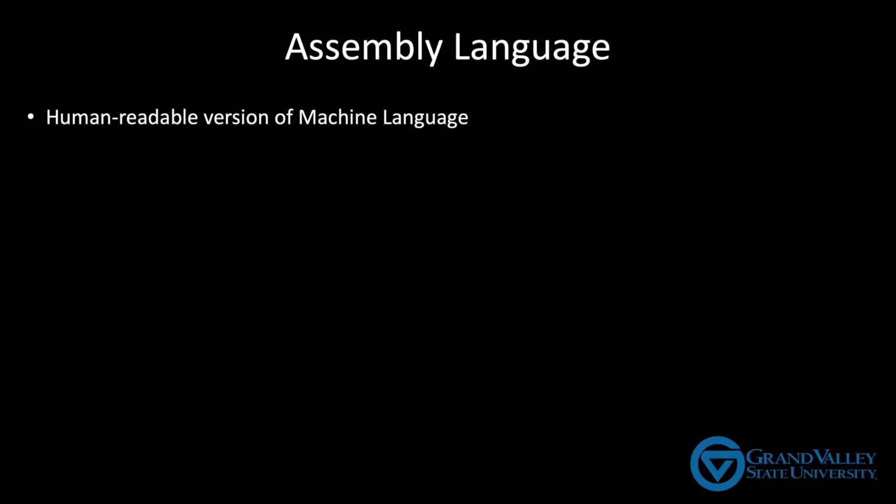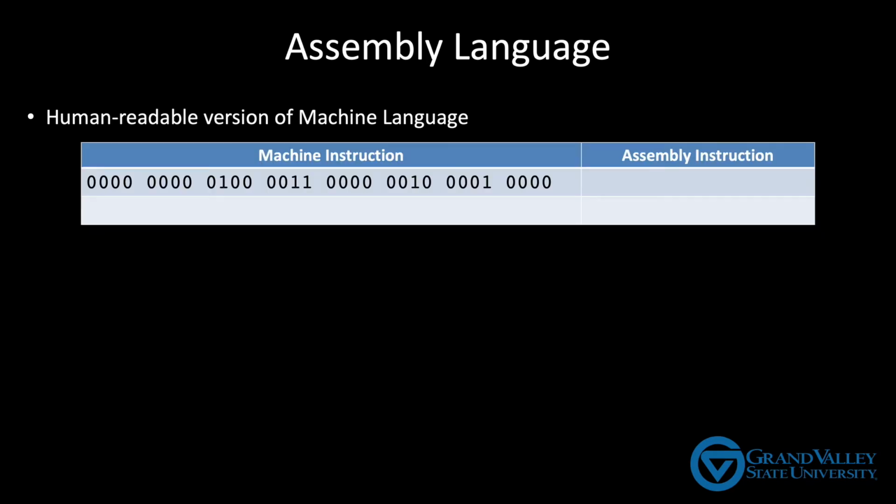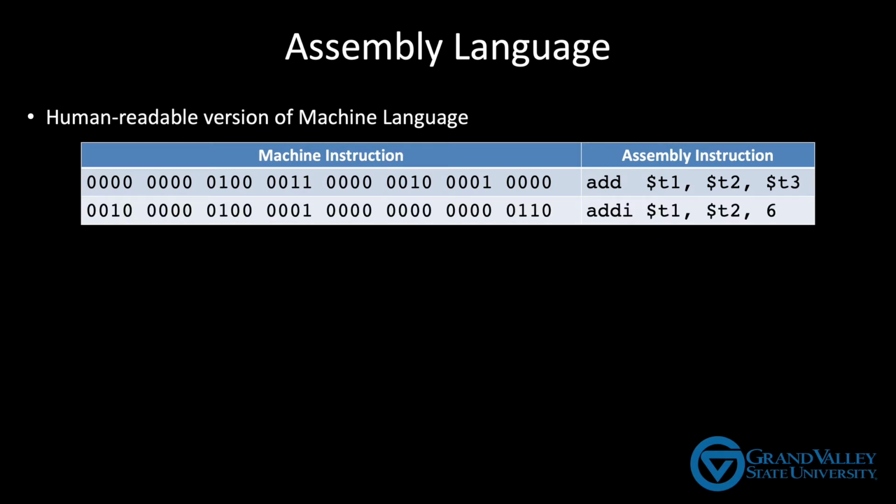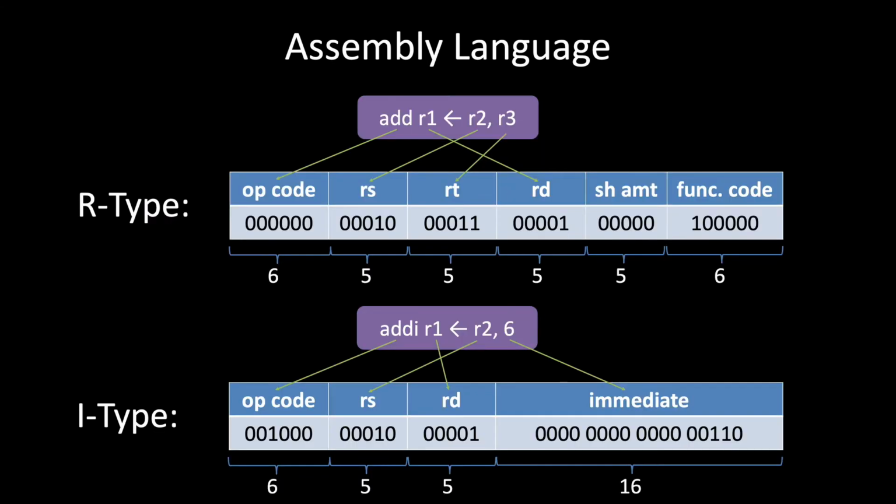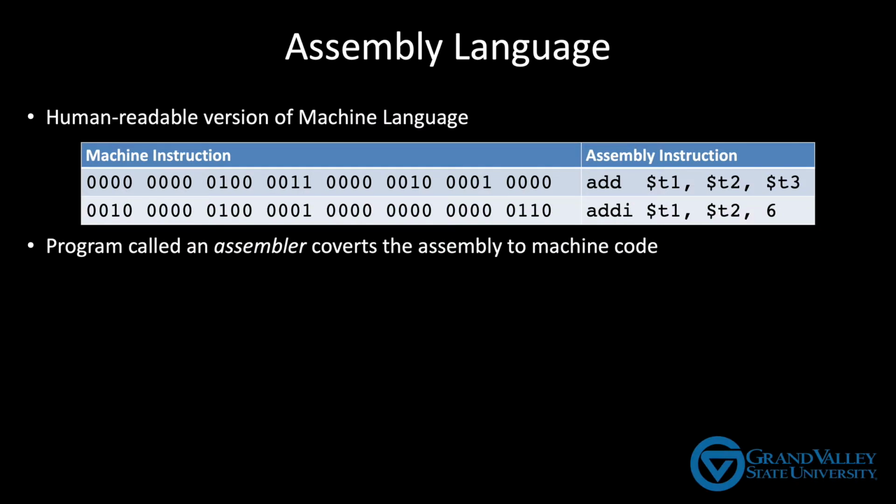For example, instead of typing this, we'd type add T1, T2, T3. Likewise, instead of typing this, we'd type add I, T1, T2, 6. You can see here how each component of these assembly instructions corresponds to a field of the machine instruction. Once you've written some assembly code, a program called the assembler converts the human-readable statements into the corresponding ones and zeros of machine code.